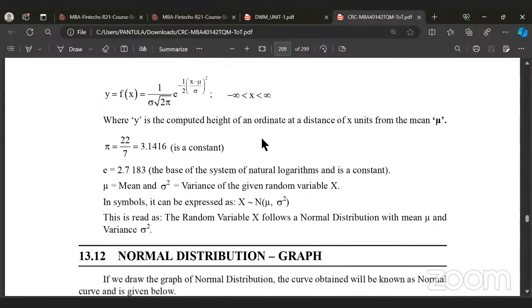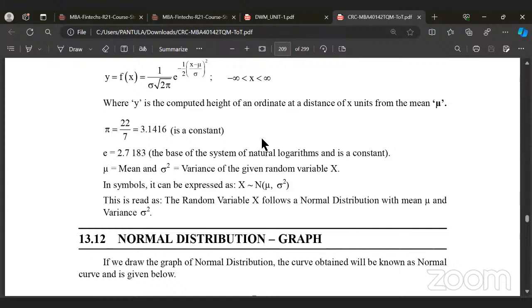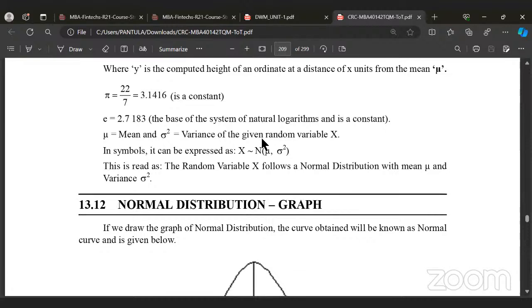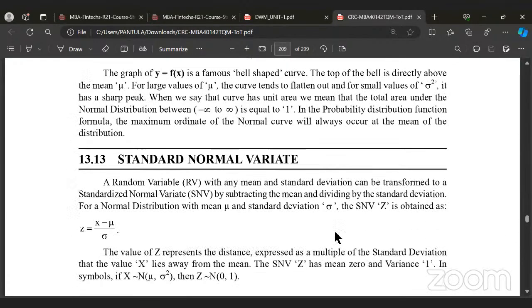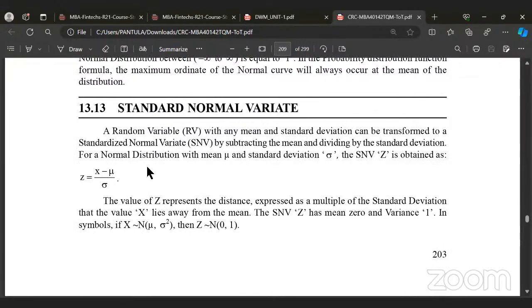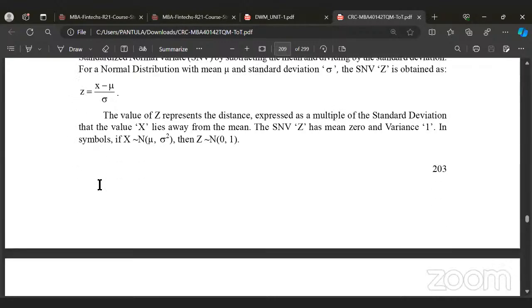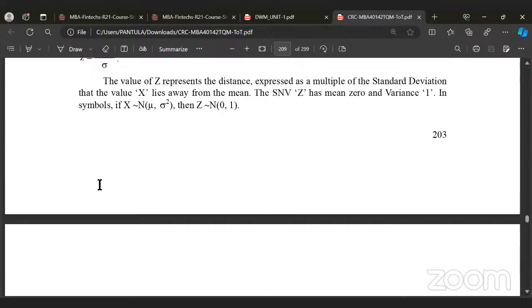Now pi is equal to 22 by 7. You know that it is a constant value. e is equal to 2.713, that is based on normal. Mu is equal to mean, sigma is the variation given, so the normal distribution is going to graph. Now you can see here, like this a bell curve is going to happen. So standard normalization, z: the random value rv and the statistical normal value snv are there. z equals x minus mu divided by sigma.